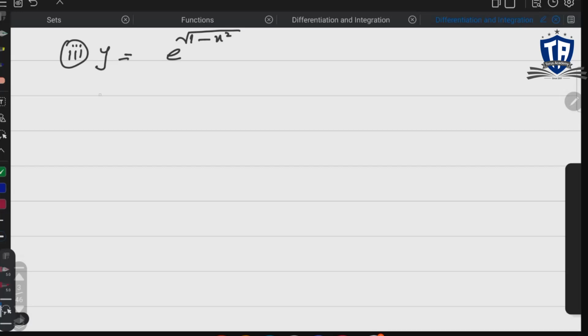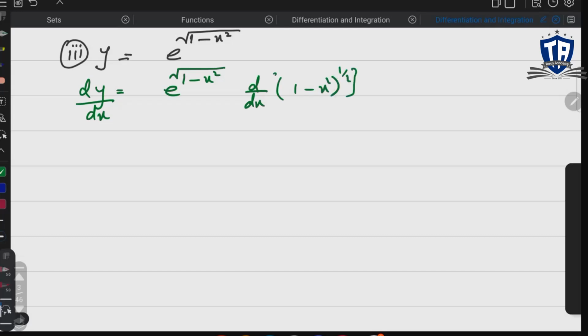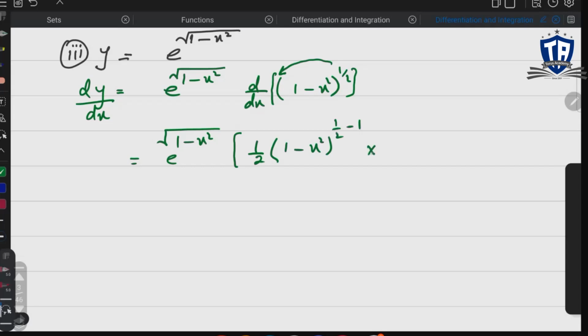In the next example, sometimes we have a complex expression in the power. See how we take the derivative in such a case: dy by dx equals the exponential function as it is, and then we write d by dx of 1 minus x square as a whole power, and we'll take the derivative in the next step. Okay, let's see. The whole power will multiply with the coefficient, and the coefficient outside the bracket is 1. Inside, the term as it is, we subtract 1 from the power, then we put a multiply sign, and now we'll take the derivative of the function which lies inside the bracket.